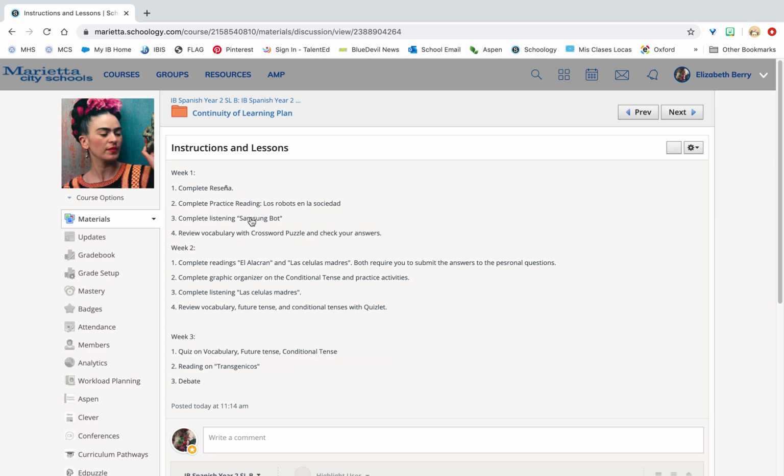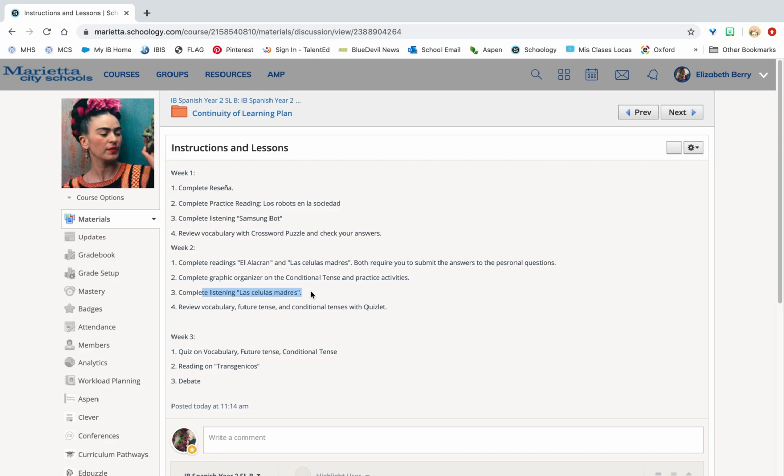And then the second half of this unit, remember we reviewed future tense. We're also reviewing conditional tense. So you guys have that graphic organizer. It's on the other side of your future tense graphic organizer, and you're just going to fill it out. There are some practice activities in that folder that I'm going to show you.